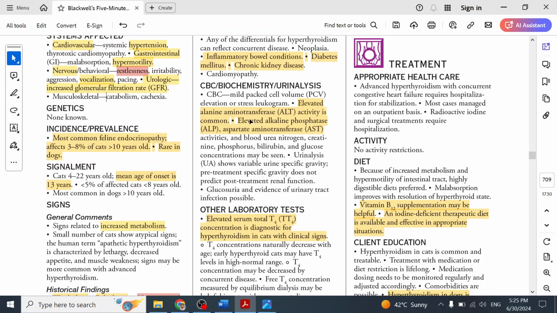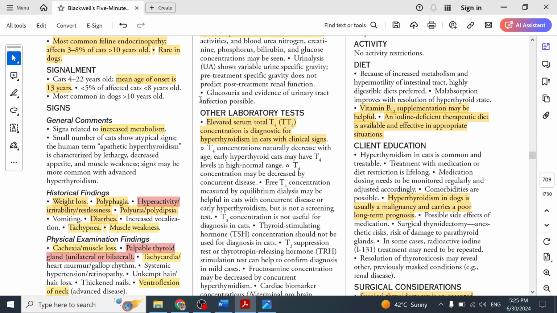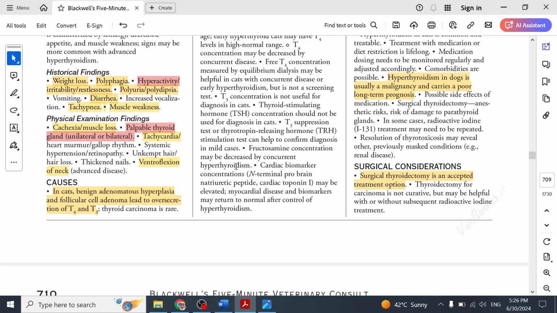So PCV is markedly, or mildly, elevated. You see PCV elevation with the dehydration due to the diarrhea. Then other laboratory tests like serum total T4. Total thyroxine level is considered diagnostic for hyperthyroidism in the cat. Okay, total T4.